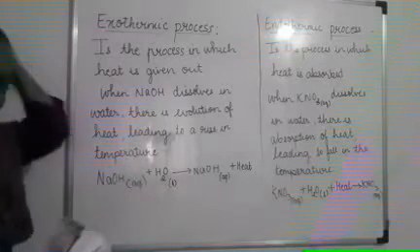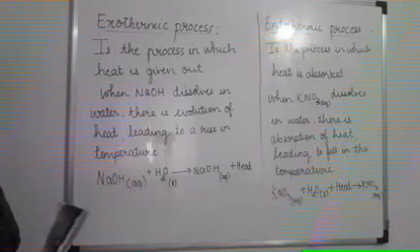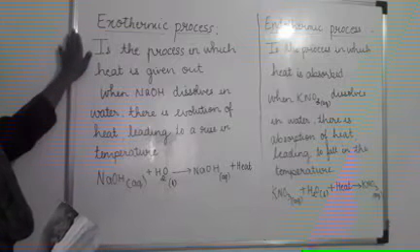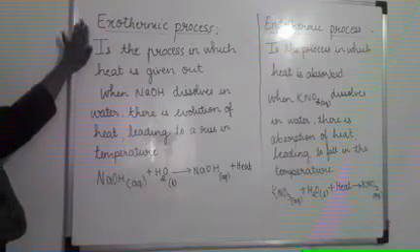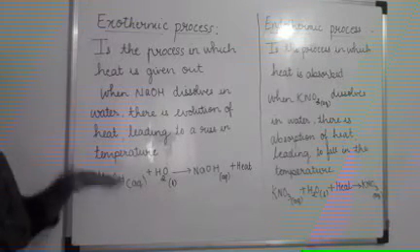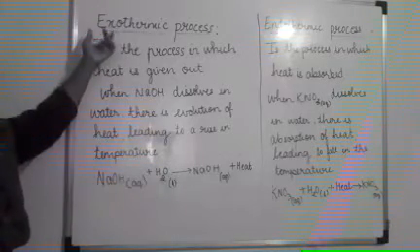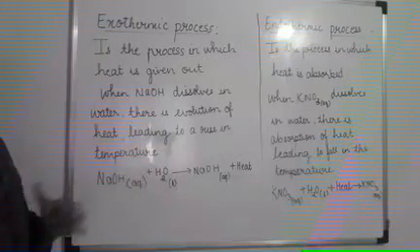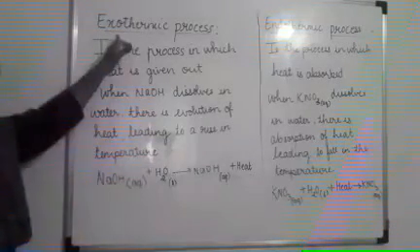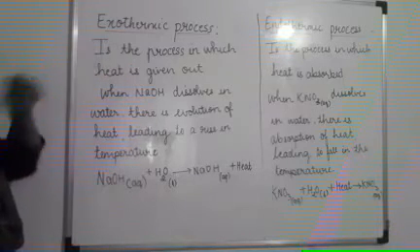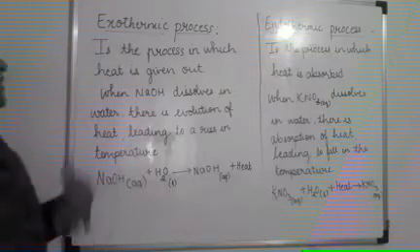Today we are going to see what is an exothermic process and an endothermic process. An exothermic process is a process in which heat is given out. The word itself tells you: exo means out. So an exothermic process is a process in which heat is given out.